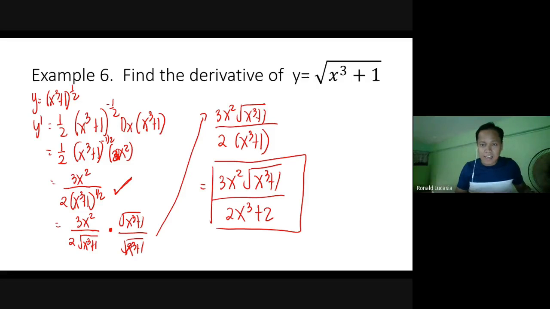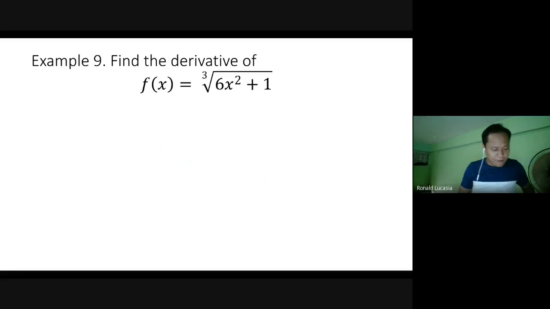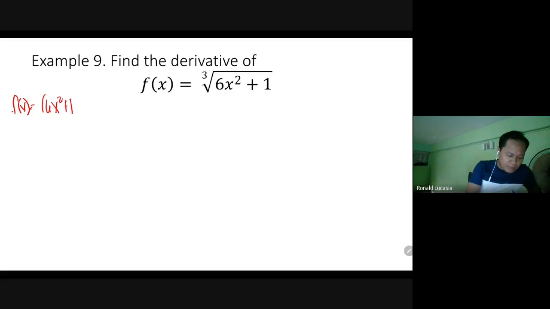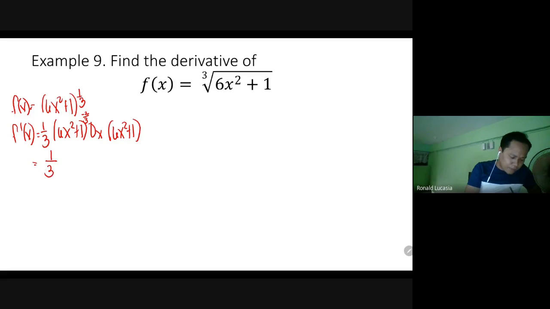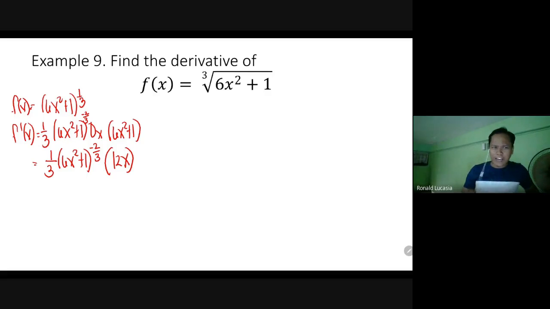Okay, it's 6:36. Let's see kung saan kayo nahilo, ano. So, f of x here, when we write that into exponential, that is 6x squared plus 1 raised to the power of 1/3. So the derivative would be 1/3 6x squared plus 1, and then 1/3 minus 1 is negative 2/3. This is 1/3 6x squared plus 1 raised to the power of negative 2/3. The derivative of 6x squared plus 1 is 12x. Kaya hinahanap ko bakit siya nag 4x.